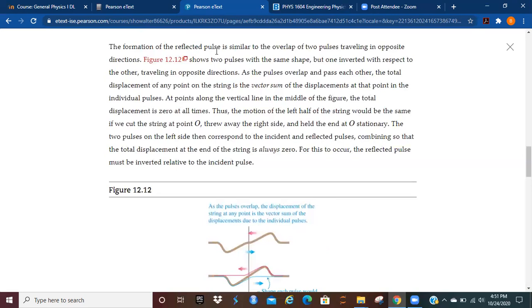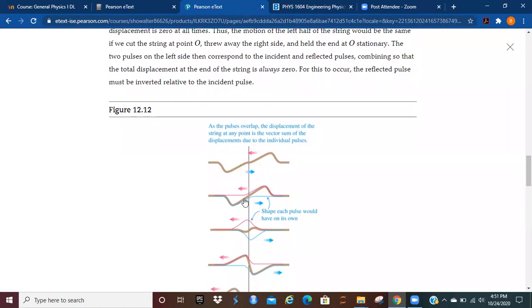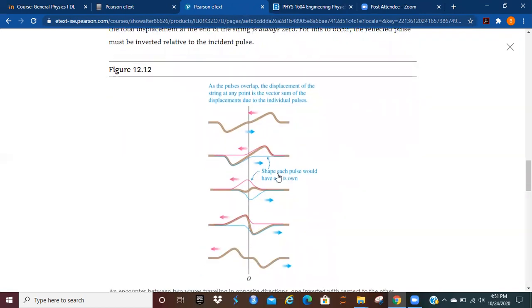So the formation of the reflected pulse is similar to the overlap of the two pulses traveling in opposite directions. You can see here in figure 12.2, you've got two pulses of the same shape, but one's inverted with respect to the other, and they're traveling in opposite directions. As the pulses overlap and pass each other, the total displacement of any point is going to be the vector sum.